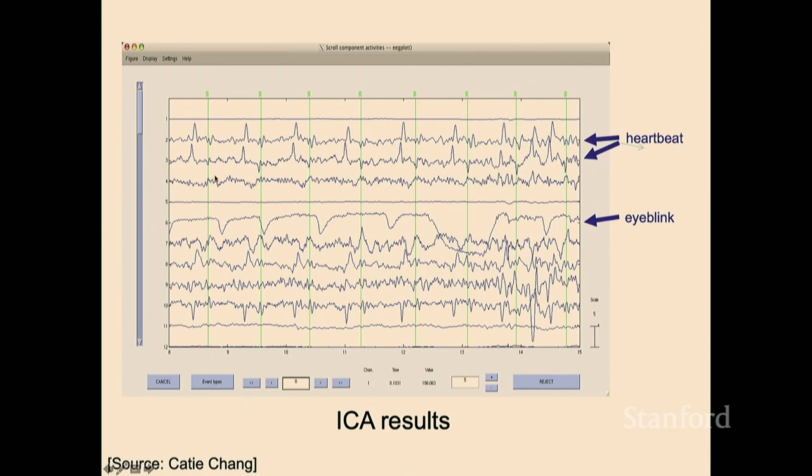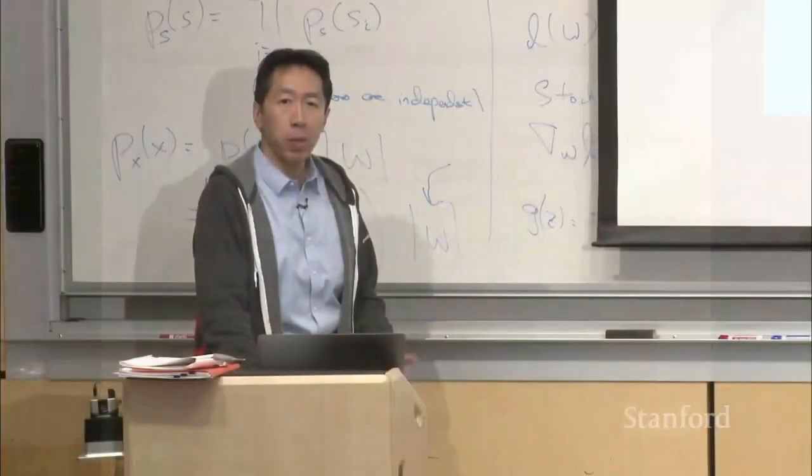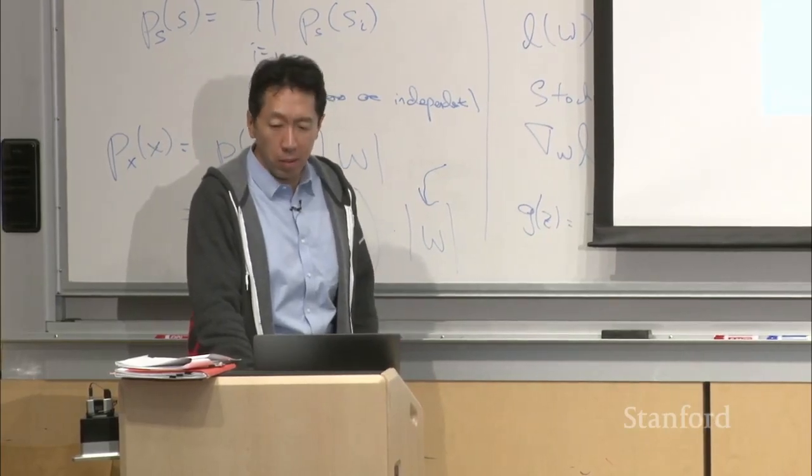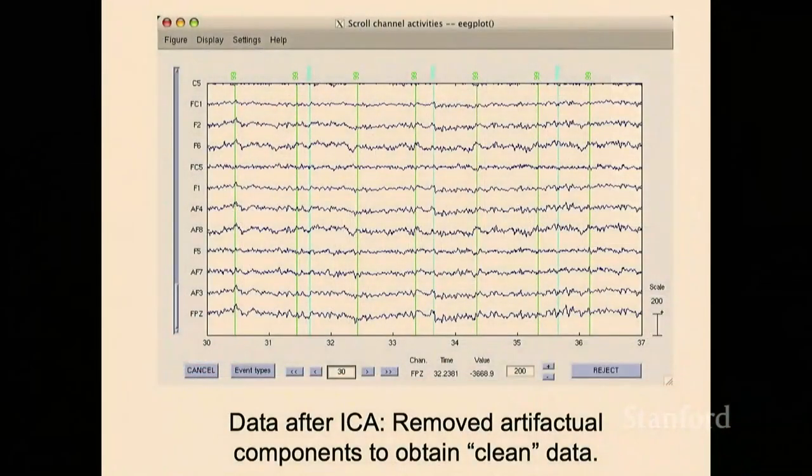And if you run ICA and then have a person say, oh, that's heartbeat, that's eye blink, and subtract out those components, then you can end up with a much more cleaned up EEG signal, which you can then use for downstream processing.